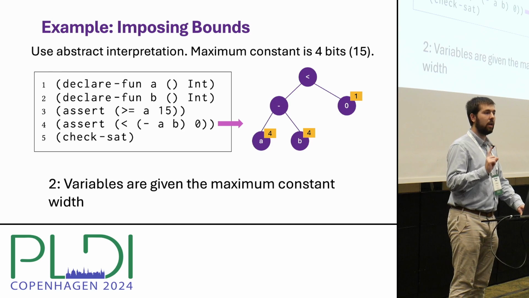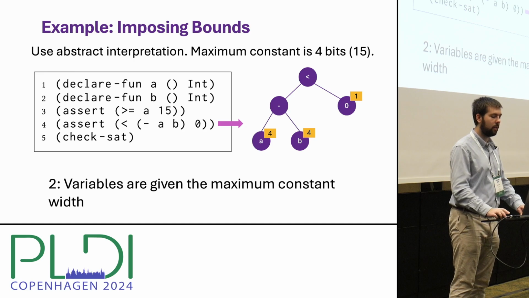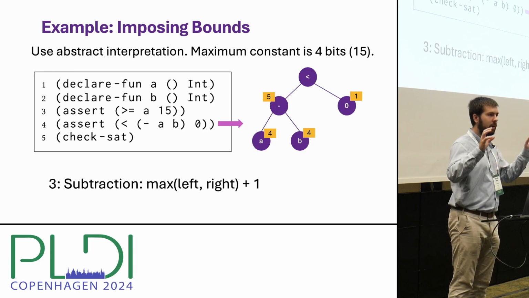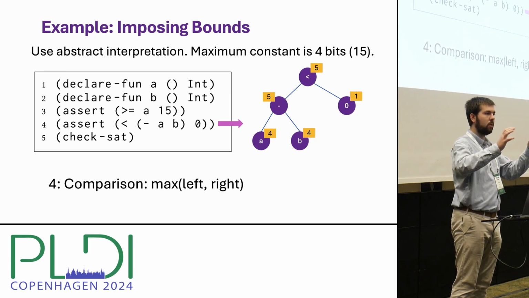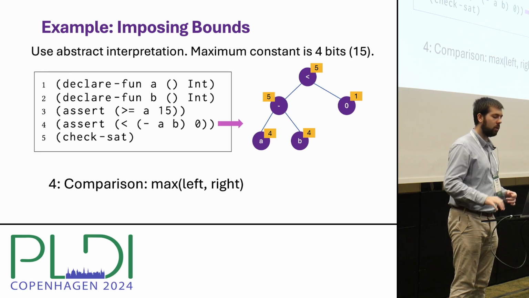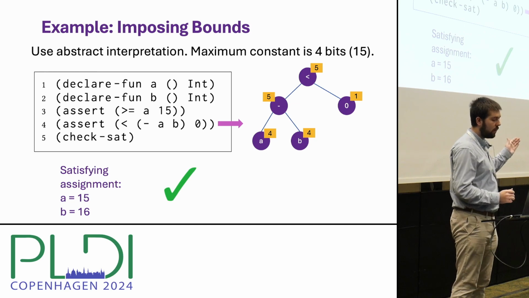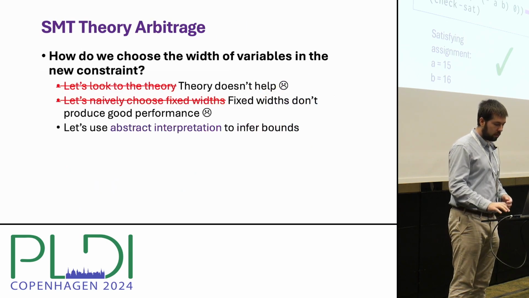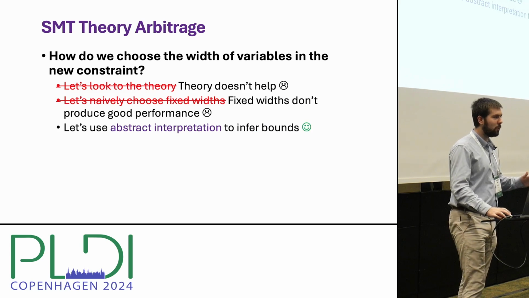Keep this assumption in mind. We're going to come back to this later because this assumption could be wrong, and we're going to have to deal with that at the end. Then for subtraction, it's the same as addition. We can overflow by 1 bit. So we take the maximum of the children, add 1, we end up with 5. And for the comparison, we just take the maximum of the children and end up with 5 bits to represent this entire computation. And indeed, 5 bits is enough to represent the satisfying assignment of this constraint, which is A is 15 and B is 16. So going back to our list of possibilities, abstract interpretation can produce bounds for each constraint that produce good performance.